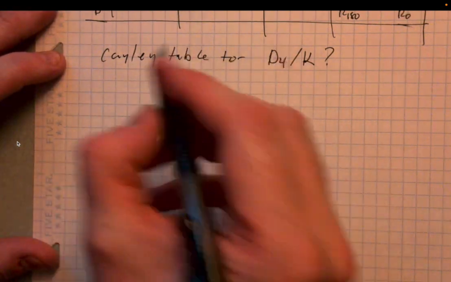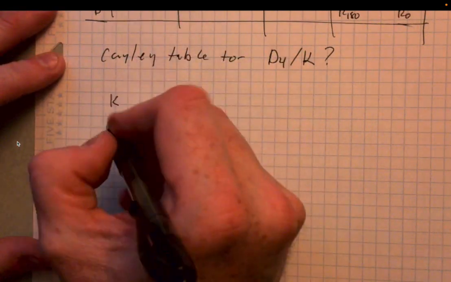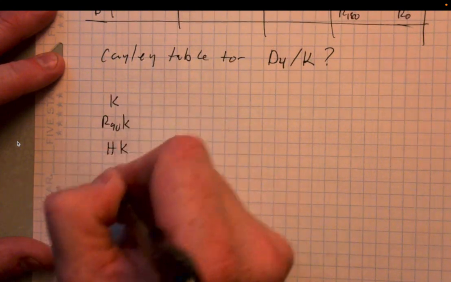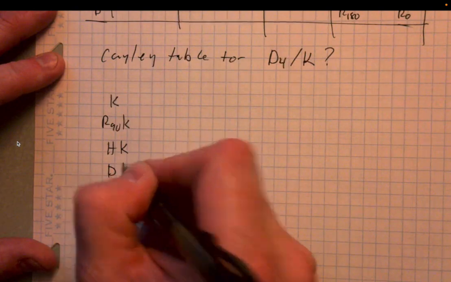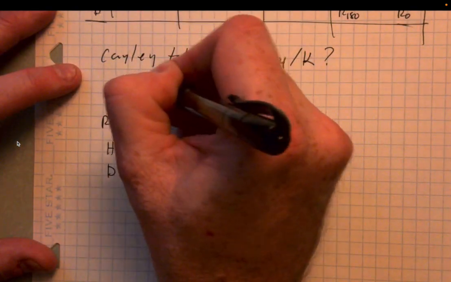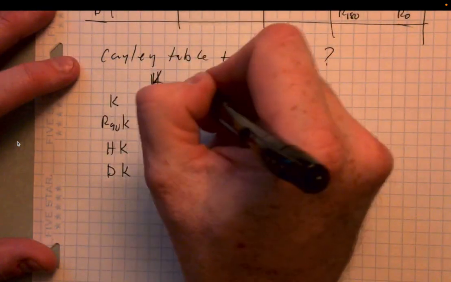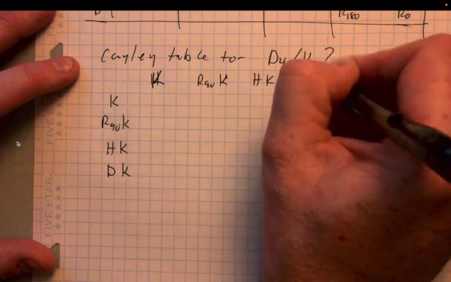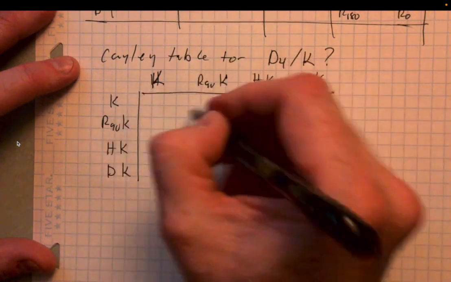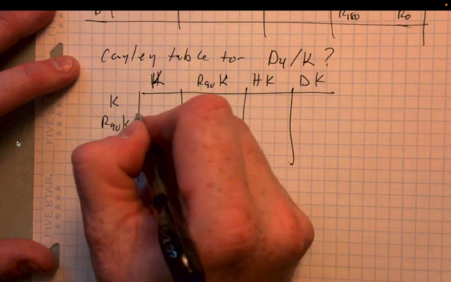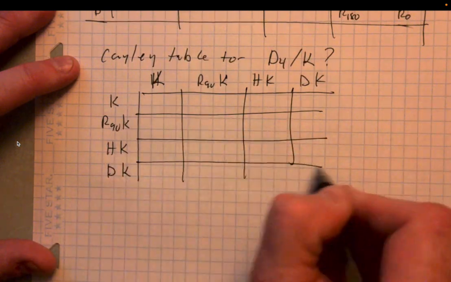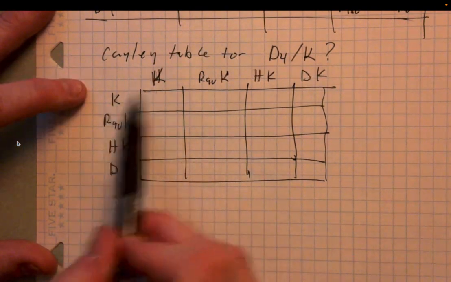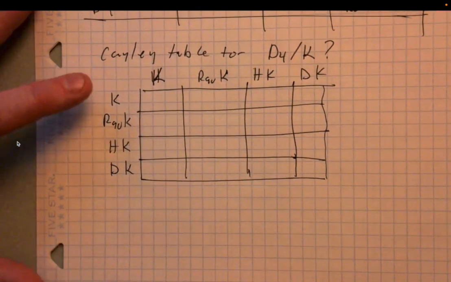Well, we're going to do the same thing. We're going to have our K, and then R90K, and then HK, and then DK, right? And then along the top, the same order matters here. R90K, HK, DK. Okay.